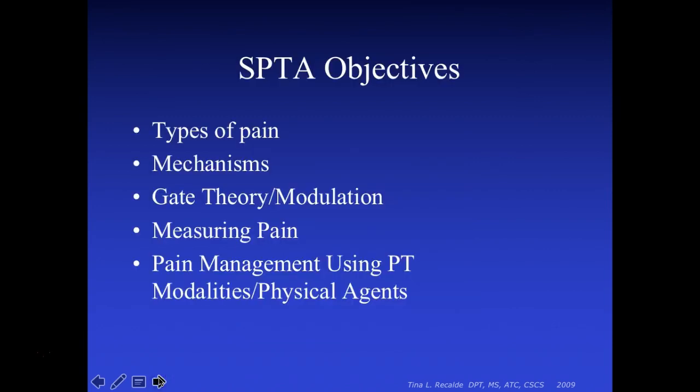So these are our objectives for today. The different types of pain that are out there, we will label them: acute versus subacute versus chronic, the different mechanisms of pain, the gate theory, we'll talk about pain modulation, measuring pain, assessing pain, and then the management of pain using some of the modalities and physical agents that are available to us.